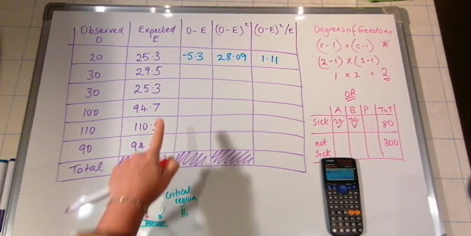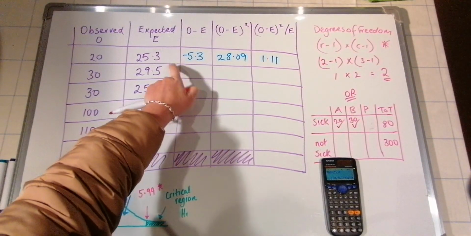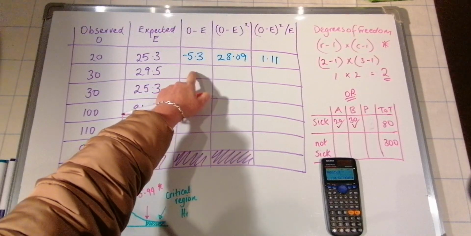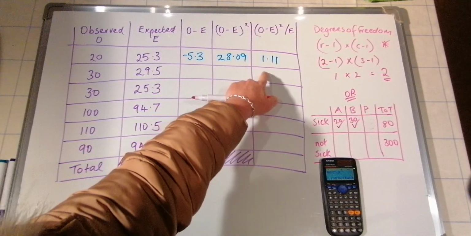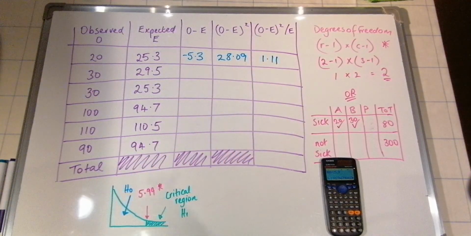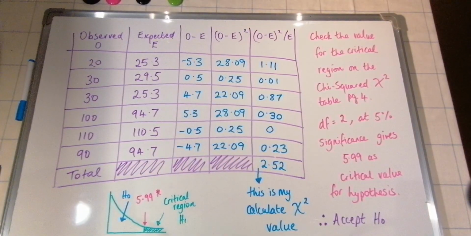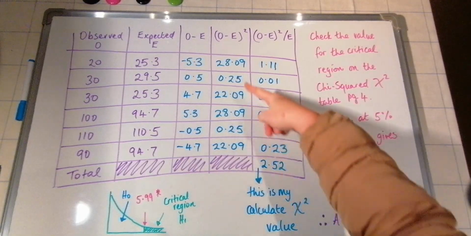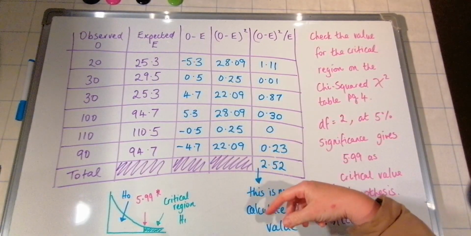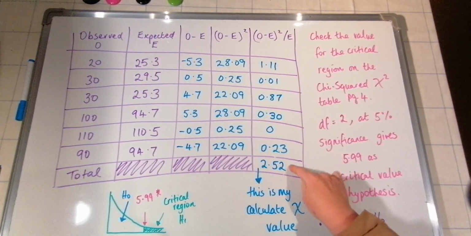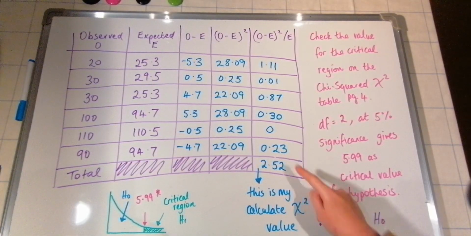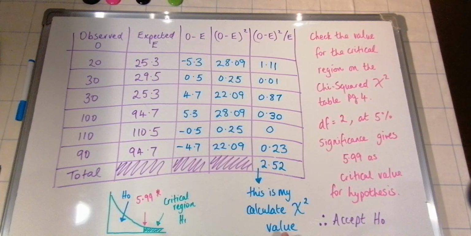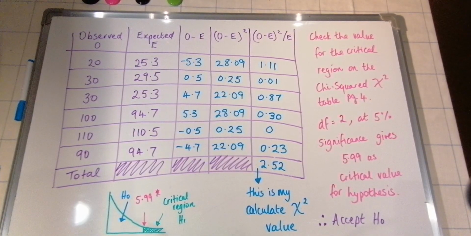Now we'll do the same thing for the rest of the table. I'm going to subtract my expected value from my observed value. Whatever answer I get there, I'm going to square it, and whatever answer I get there, I'm going to divide it by my expected value. So now we've got all these columns filled in. I've gone ahead and totaled up the very last column, and I've got 2.52. 2.52 is my calculated chi-squared value for my observed and expected values from this wee survey.